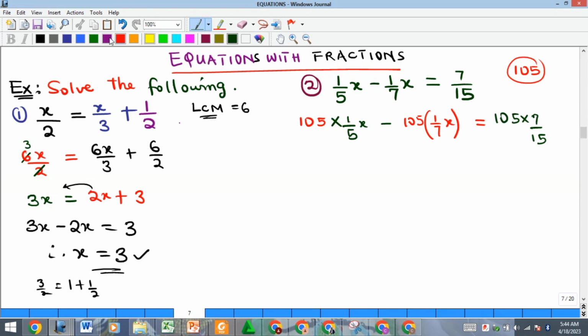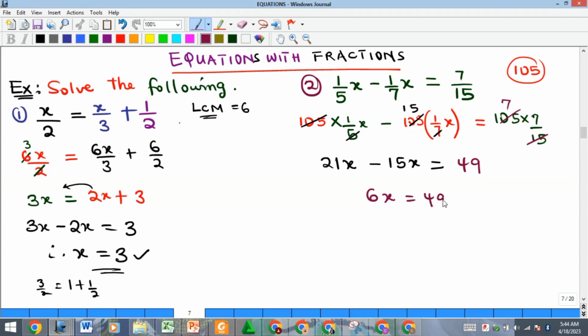And so when we now simplify what we have here, this into this will give us 21x, minus this into 7, 105 divided by 7 is 15. 15 times x will give us 15x, and that's equal to, on the right hand side now, 15 into 105 is 7, and 7 times 7 is 49. And then when we simplify the left hand side, 21 minus 15 will give us 6x.